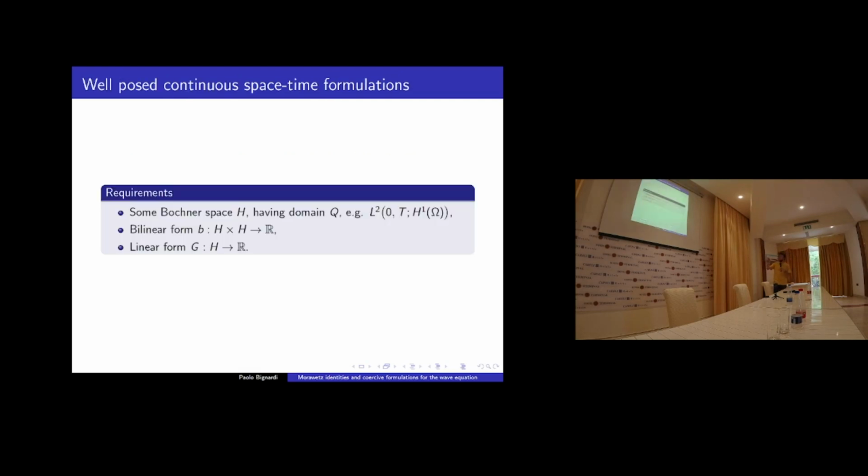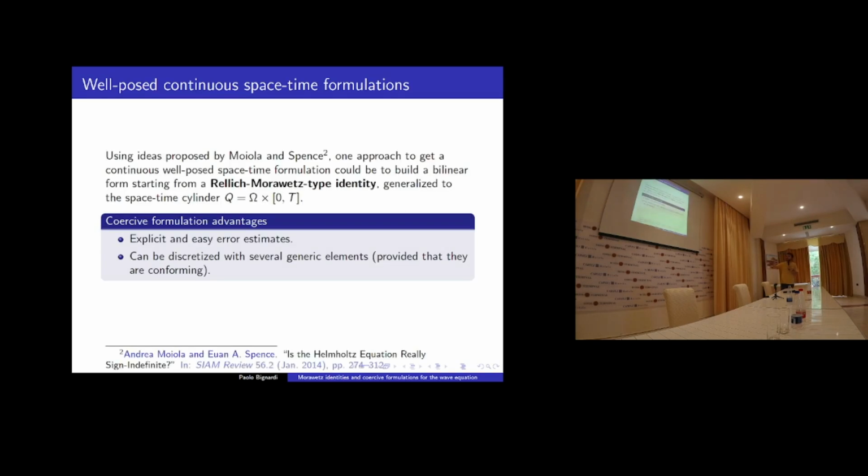So the idea is to have a Hilbert space, a bilinear form on such a space, and also a linear form. You have to define a specific norm in such a way that the bilinear form is, of course, coercive. It's very easy. The way we can do that is just as for the Helmholtz equation.